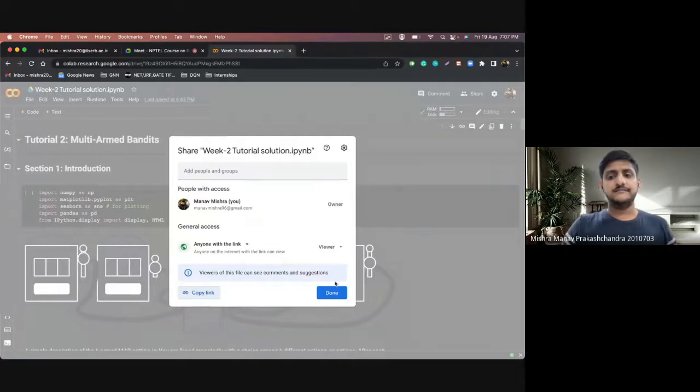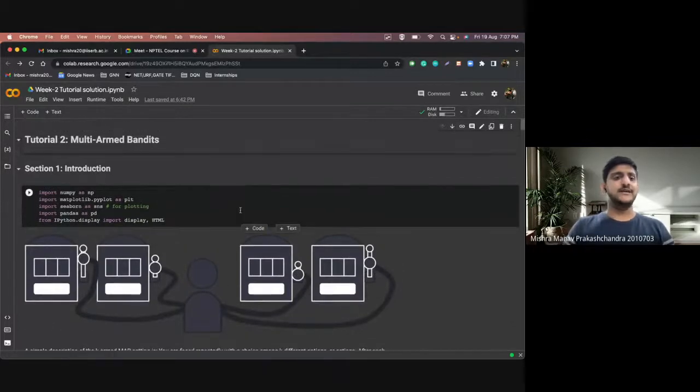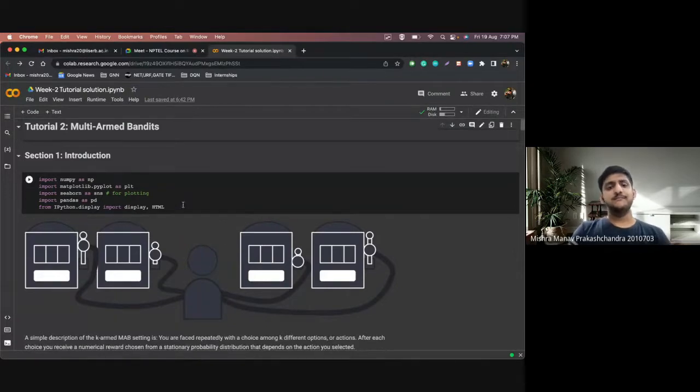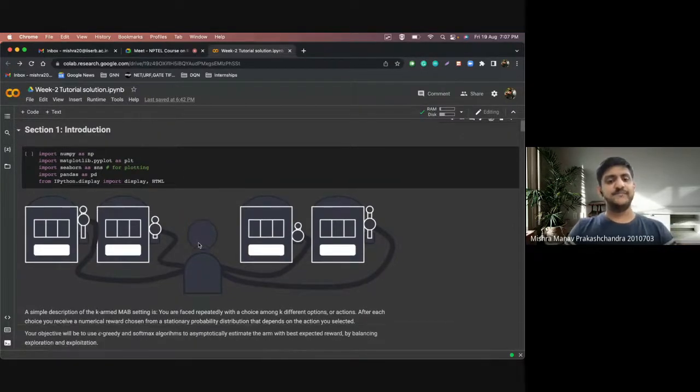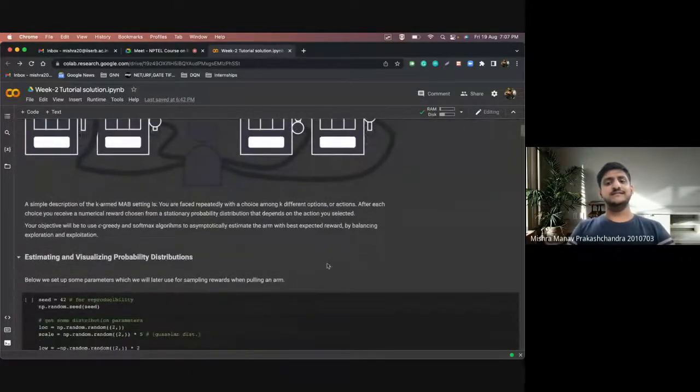So we just do a quick recap of what has been done in the multi-arm bandit problem, and I'll also show the solution. You start by importing all the necessary libraries. And then you have a description of what the multi-arm bandit is. Then there is a proper visualization of all the different probability distributions that have been taken and how we want to proceed ahead with that using the epsilon greedy algorithm.